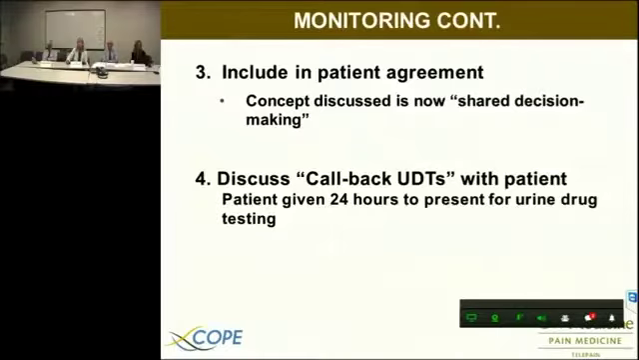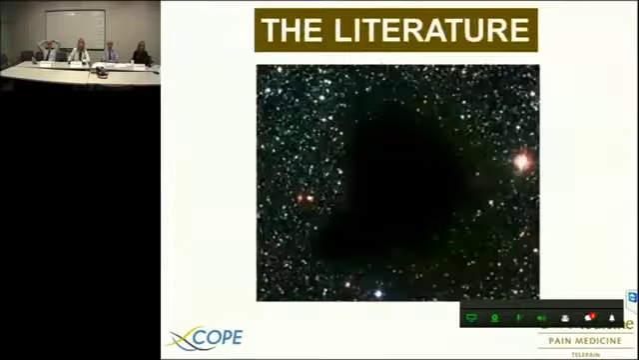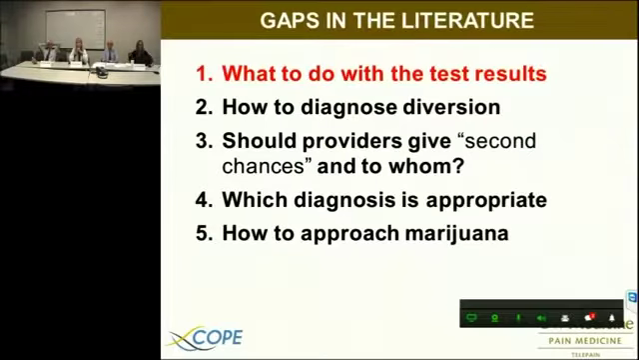You should include urine drug testing in your patient care agreement. And you should also include in your patient care agreement that you may do callback UDTs. If you're really monitoring someone, you may need to call them back, give them 24 hours, and just see what you see. So what is the literature? The literature is disappointing. So what do you do with the test results?